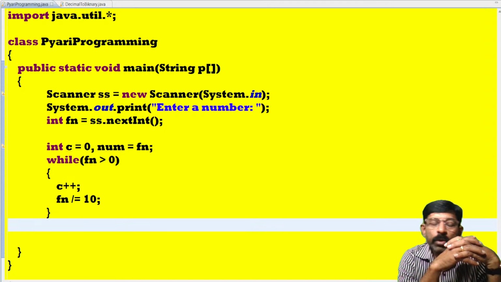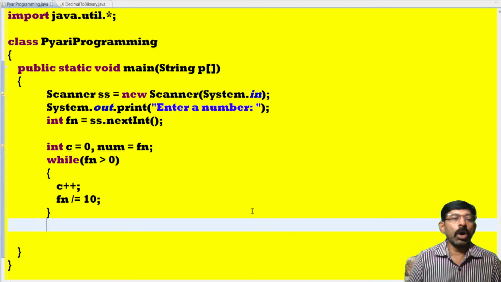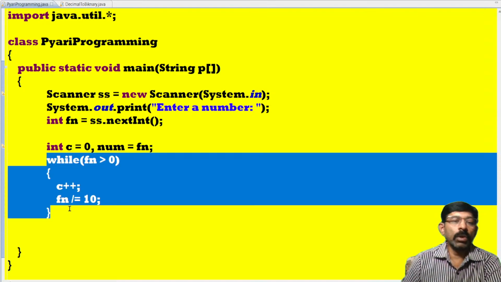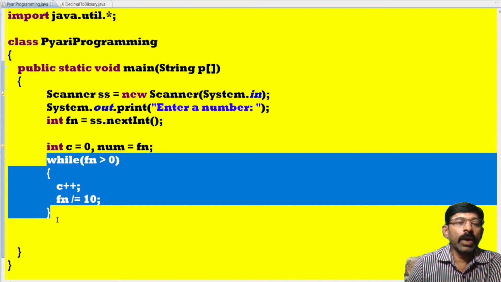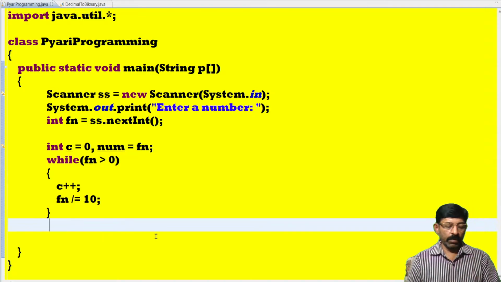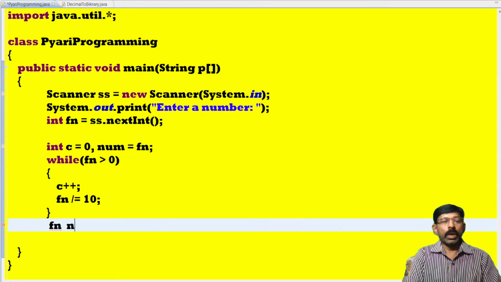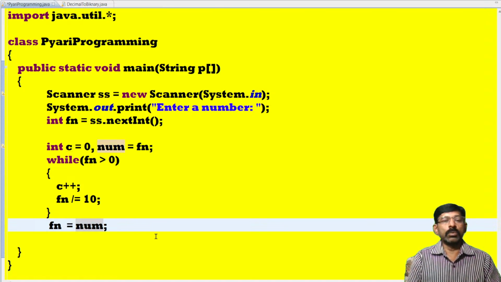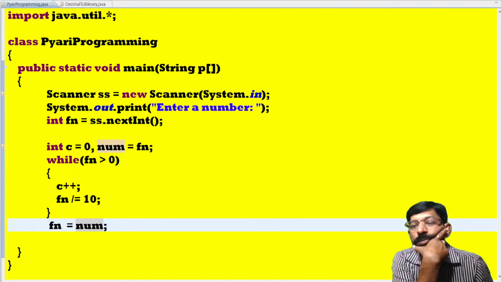Fn is equal to NUM. Good. The number is 0 now, and I have to check the original number, so that's why I will take a backup again. So I will say Fn is equal to NUM. There you are making a mistake, Subhasmita. Got it, Subhasmita?